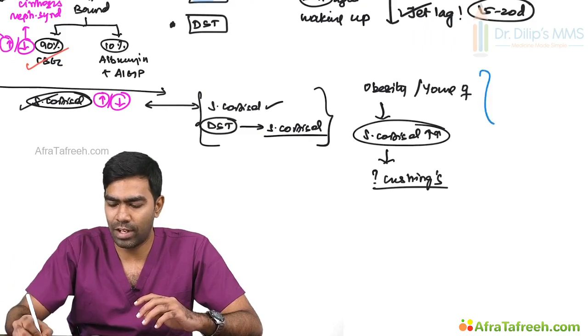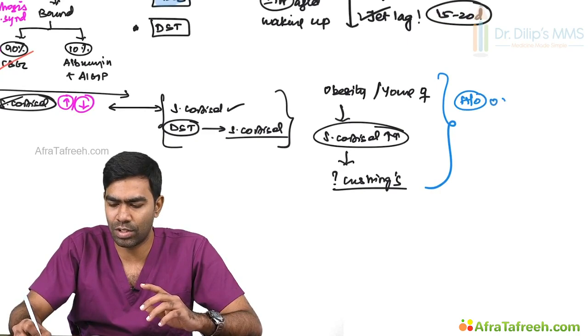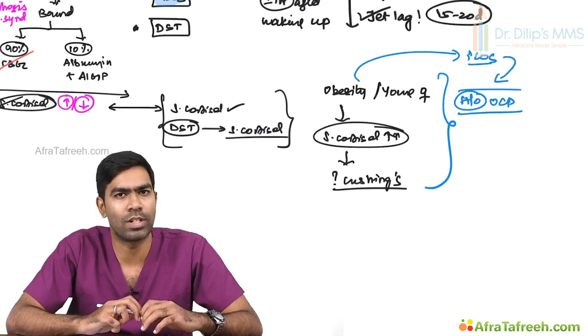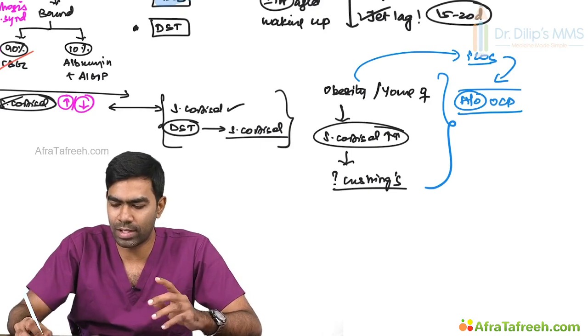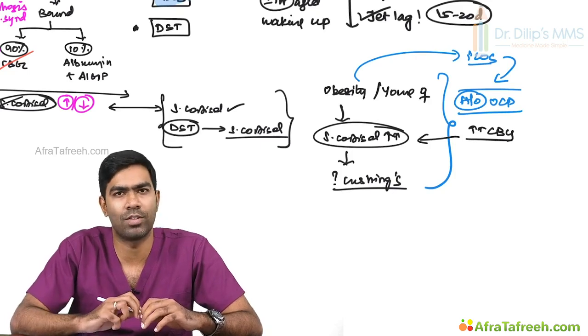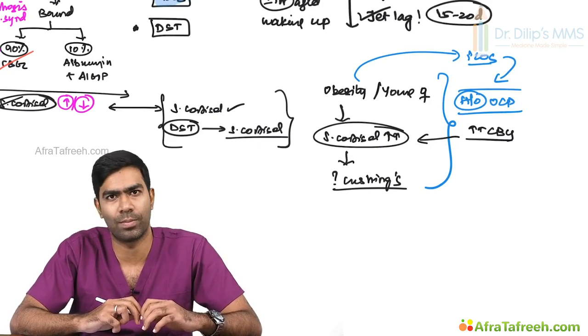But they would have failed to ask a very, very simple history, that the patient might have a history of using oral contraceptive pills, because this obesity could have resulted in PCOS, and a local practitioner would have prescribed OCP for the same. So this OCP would have increased the cortisol binding globulin, and that is the reason why you are getting these falsely high values of serum cortisol. This is true especially when you are using a dexamethasone suppression test also.